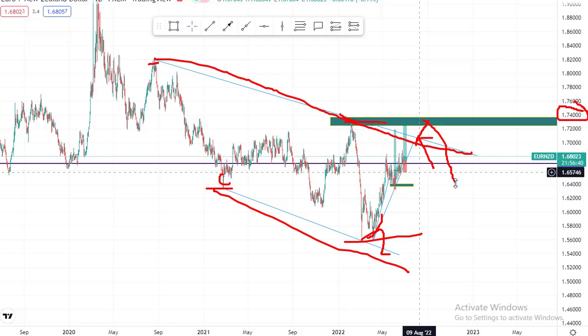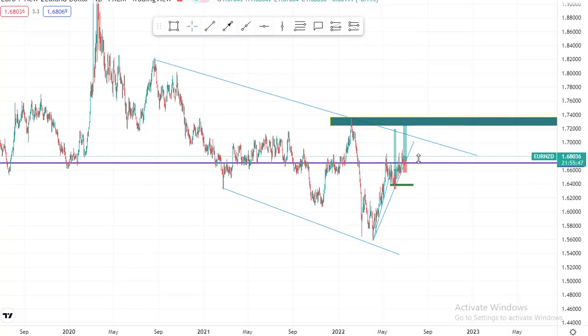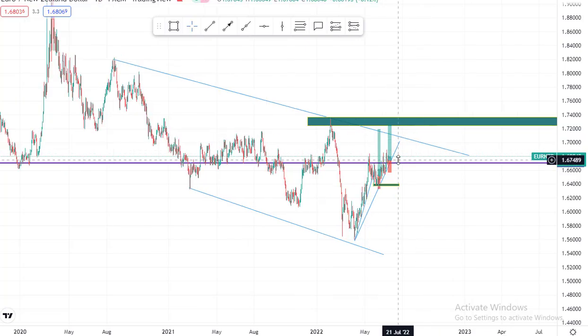All these things are well explained in my trend line strategy and support and resistance strategy for beginners. All right, so this is what I saw on the weekly time frame to understand what the weekly time frame is doing.